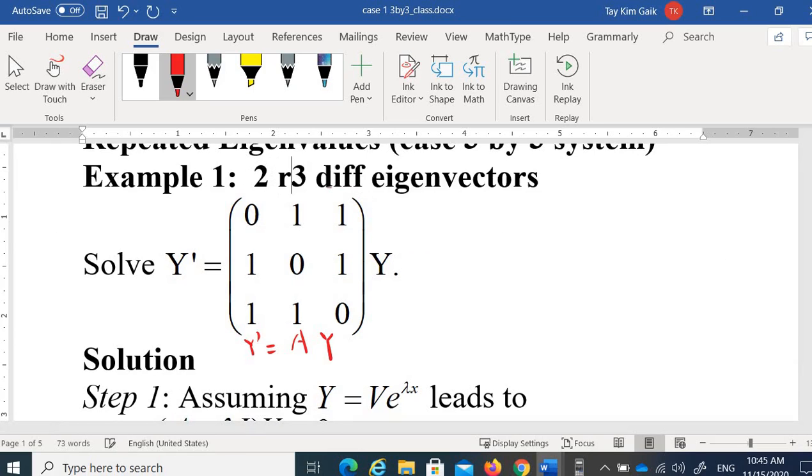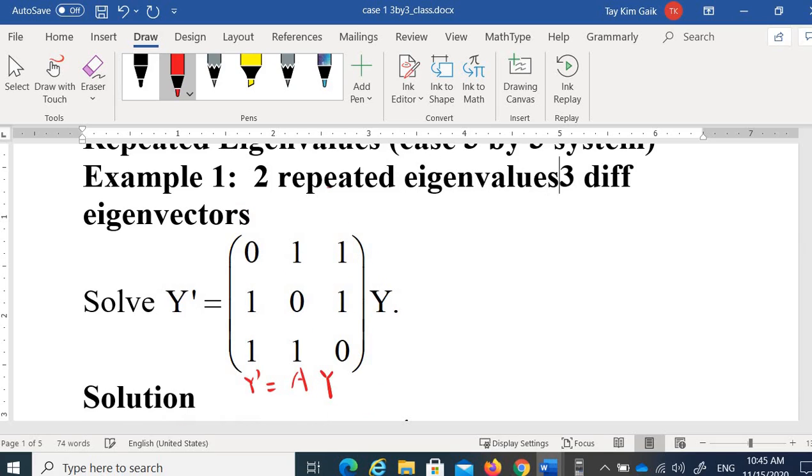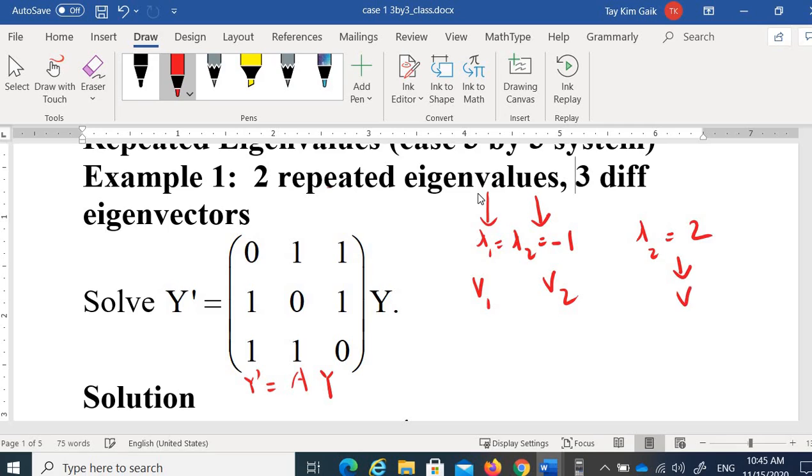So this is a case where we have a 3 by 3 system, but we get two repeated eigenvalues. Even though lambda 1 equals lambda 2 equals negative 1, we get v1 and v2. And then another eigenvalue, lambda 3 equals 2, we get v3.